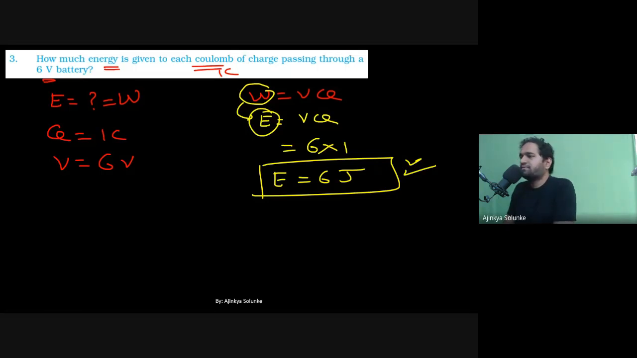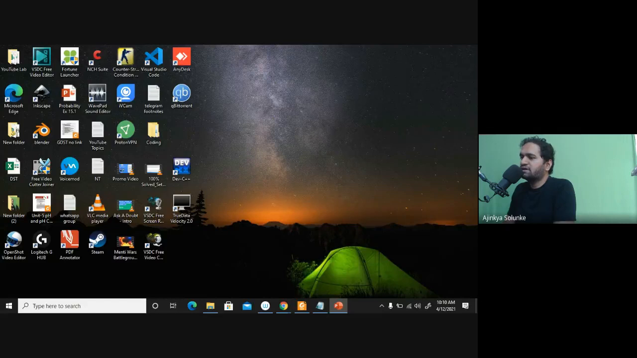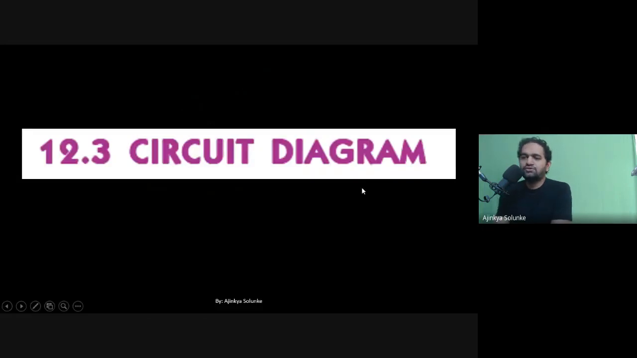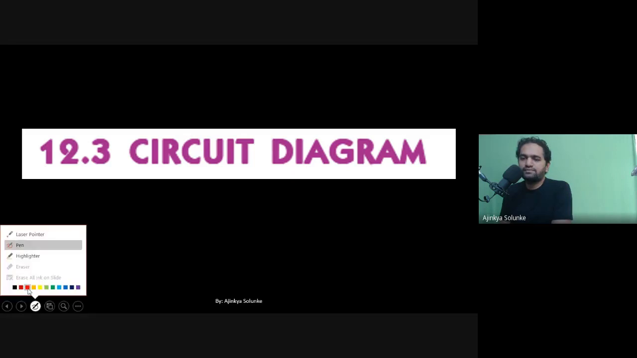Okay, good. Now we will go for the new topic, and that is the symbols for different devices. Let me share my screen first. I will open the file regarding circuit diagrams, and we'll see what kind of symbols are there for different things. You have to memorize these, and they will be asked as 1 or 2 marker questions. So this is 12.3 in your textbook. Kindly come to that page, 12.3.